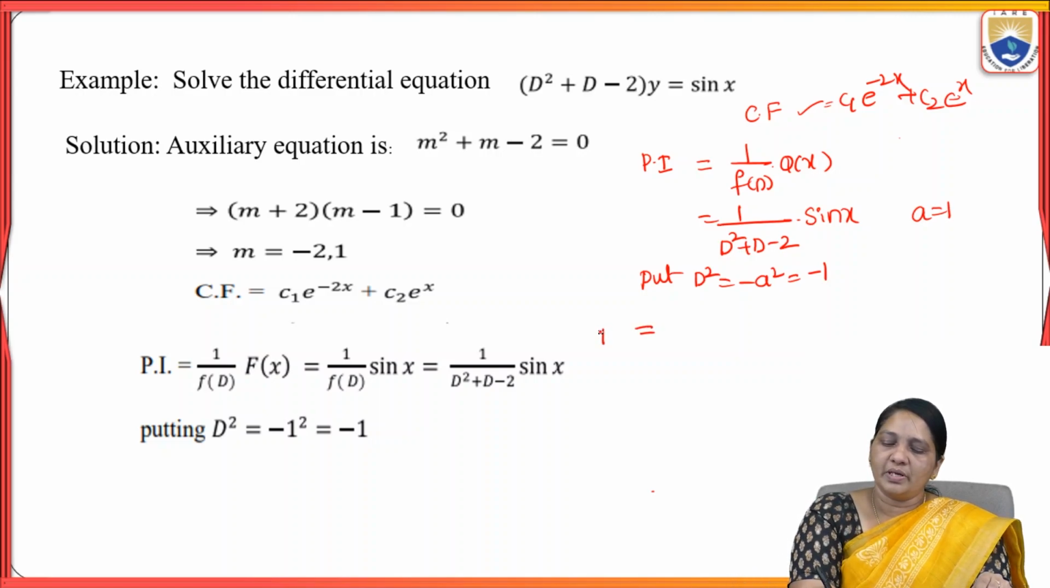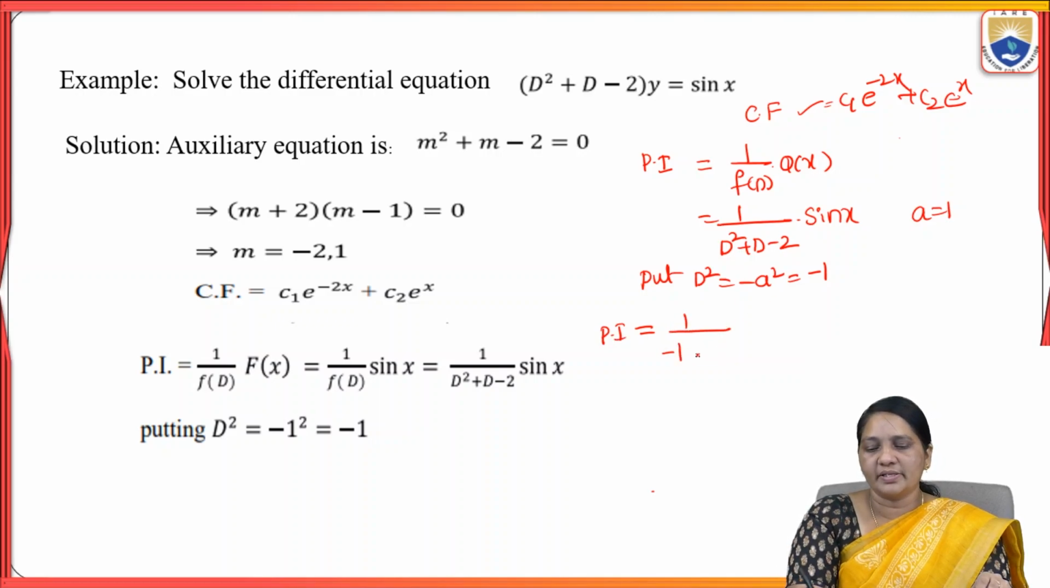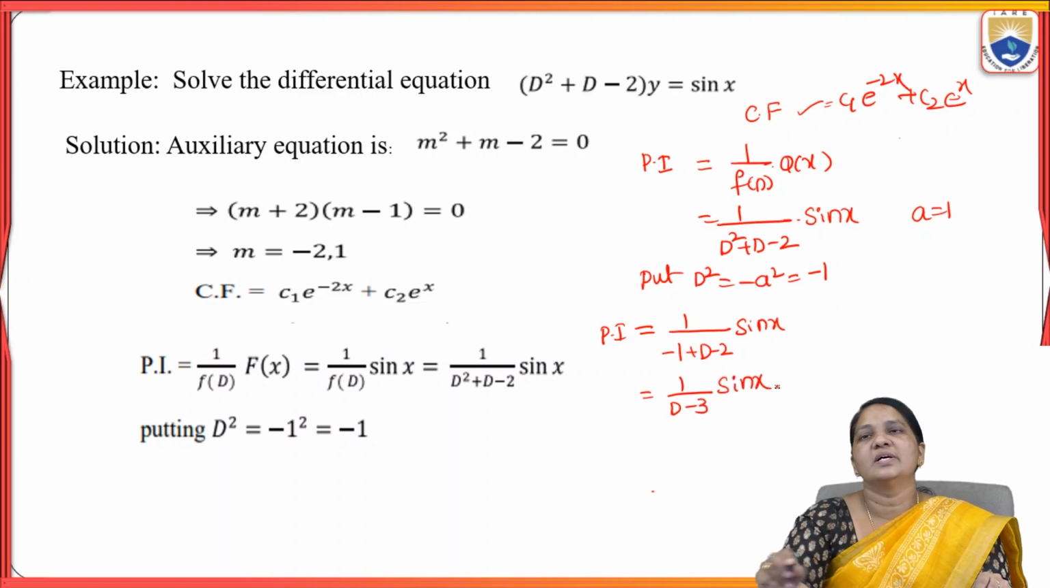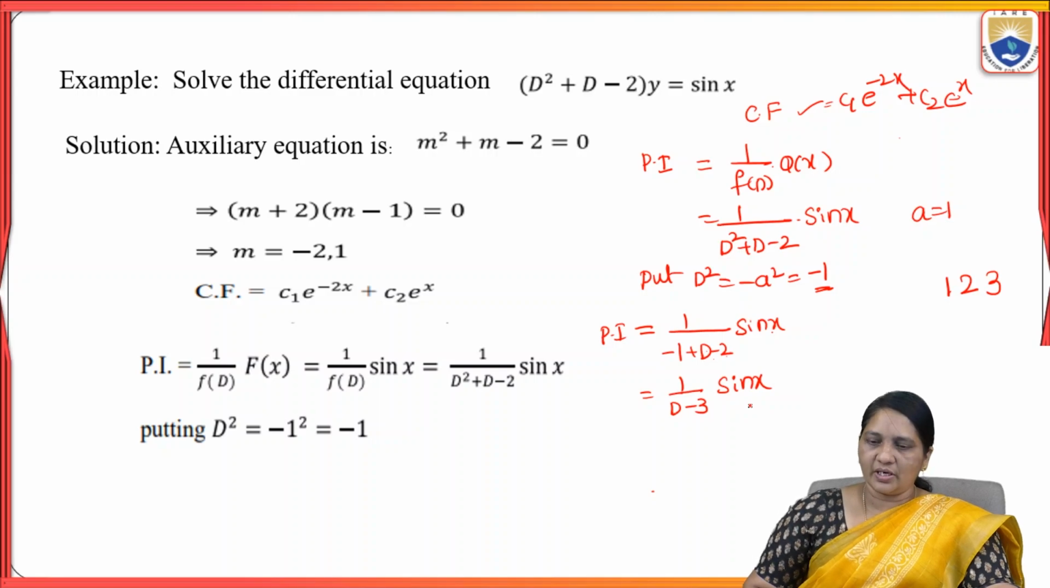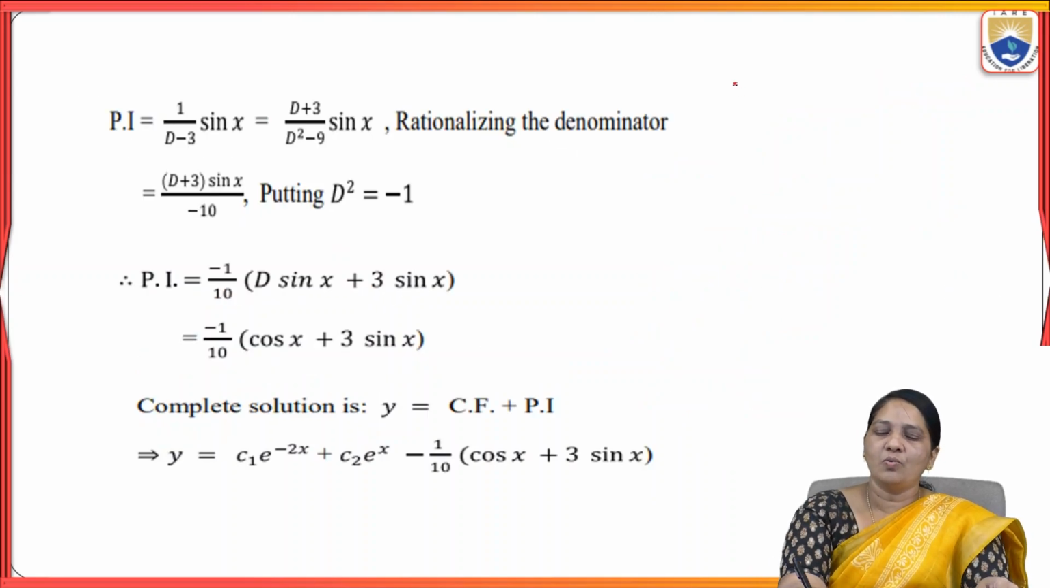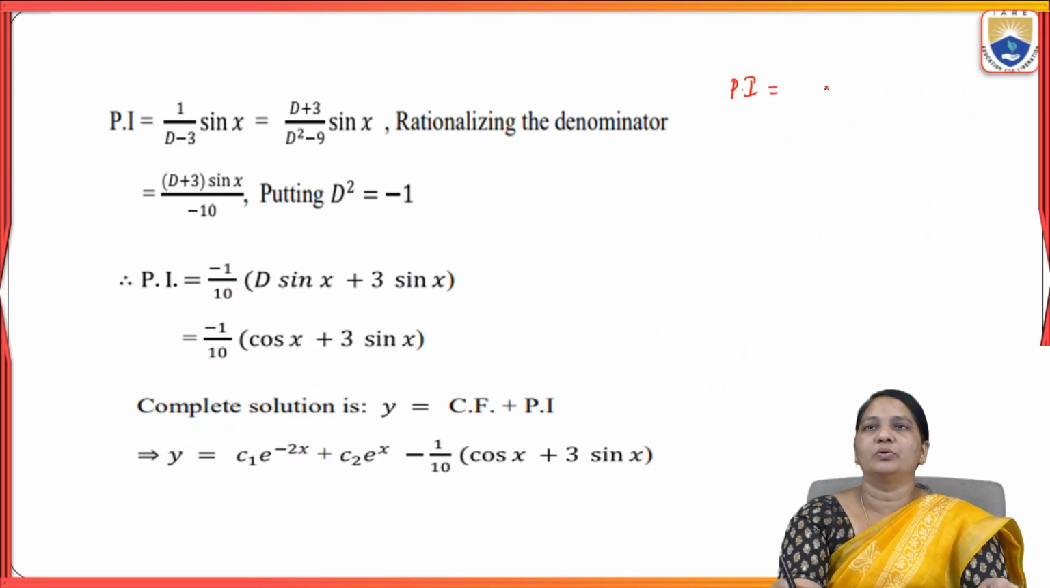So now PI equals 1 by D square is minus 1 plus D minus 2, sin x. Now finally 1 by D minus 3, so this is 1 by D minus 3 into sin x. So we can observe the value here. Now I am getting the particular integral equal to 1 by D minus 3 into sin x.